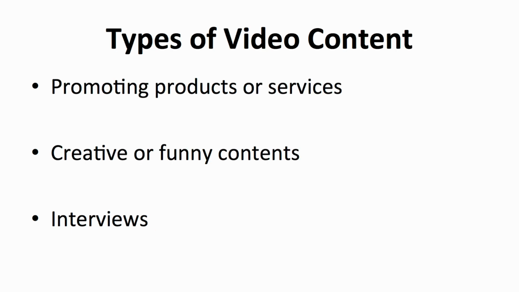The type of video content depends on what kind of message you would like to reach out to your viewers. Here's a list of types of video content for your reference. The first and the most common type of video content is the promotional video. This type of video may be in the form of a review of products or services. Moving on, the next type of video content can be creative or funny content. This type of video is suitable to market a product or services as well. Do not be afraid to get creative. People are more likely to have a better impression towards creative videos.